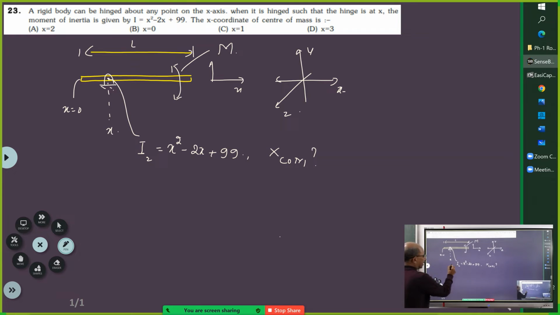And this is what they have given as I in the particular problem. In this problem they have given I at that point O. So if you take this point O, I at O, they have told it is I. They are asking for x.